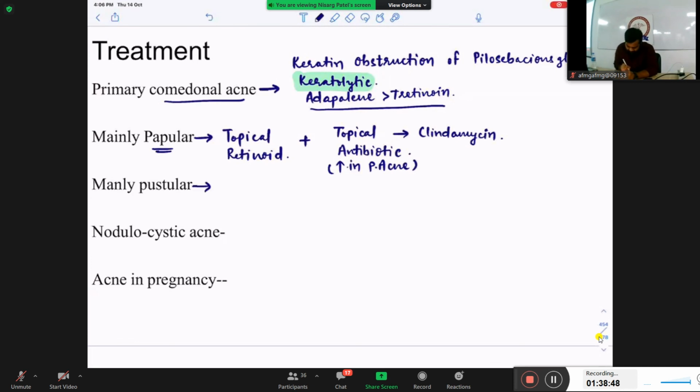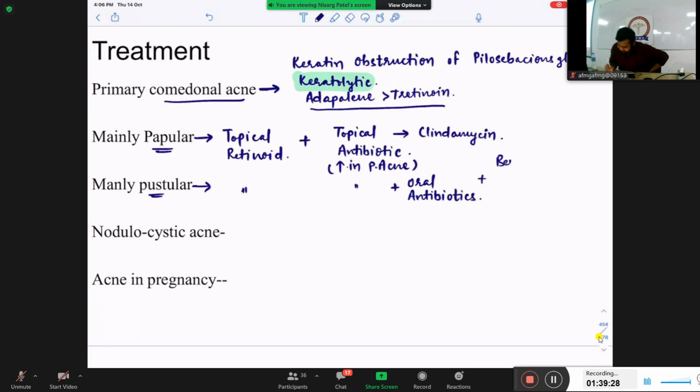Okay. And when there is a development of pustules, so pustules means pus, right? So we will continue all this medicine, but we have to add oral antibiotics, but for some period of time we will start this.